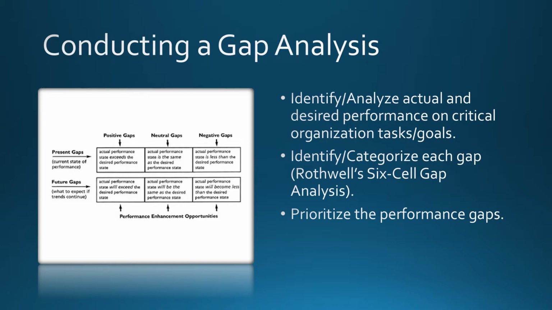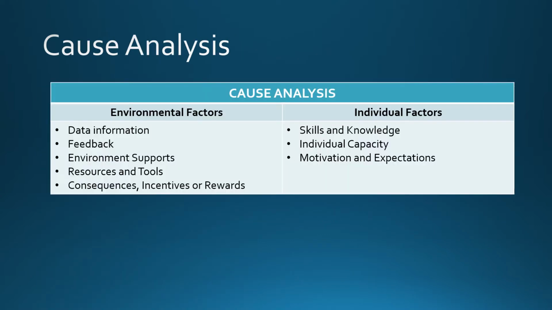Using Rothwell's 6-cell gap analysis, shown in Figure 7.4 on page 157 in the text, or a similar system, categorize your performance gaps, most of which are likely to be what Rothwell refers to as present negative gaps. Finally, you would work with your stakeholders to prioritize your identified gaps in their order of criticality to the organization's success. Once these steps have been completed and documented, you can then proceed to your cause analysis.